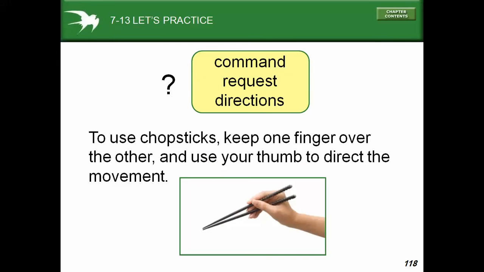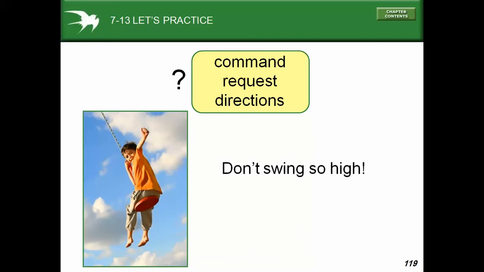Okay, to use chopsticks, keep one finger over the other and use your thumb to direct the movement. This is, yes, directions. Don't swing so high. Yes, it is a command.